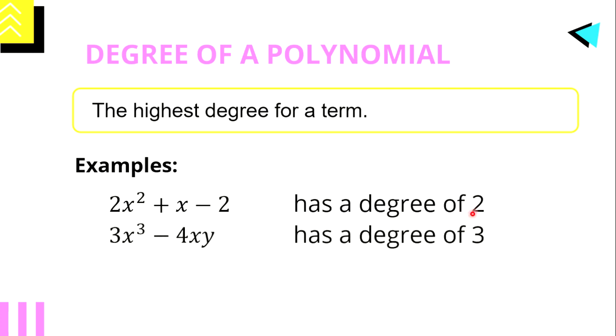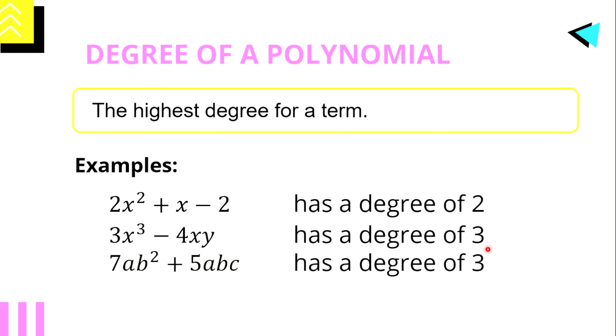So the highest degree among 2, 1, 0, of course, is 2. Another, we have here 3x cubed minus 4xy. Here, we just need to compare two terms. On the first term, the degree is 3 because the exponent of the variable is 3. On the second term, we have 4xy. We have two variables, and the exponent of x is 1, same with y, which is 1. Getting the sum, the degree of this term is 2. So 3 and 2. Which is higher? Of course, it is 3. Therefore, we have a degree of 3.